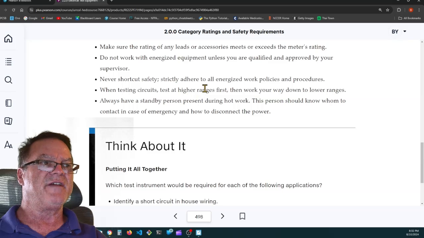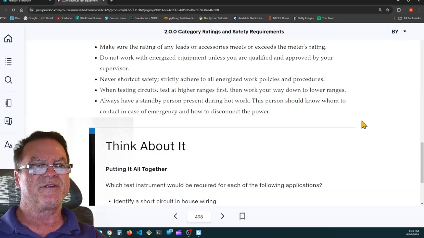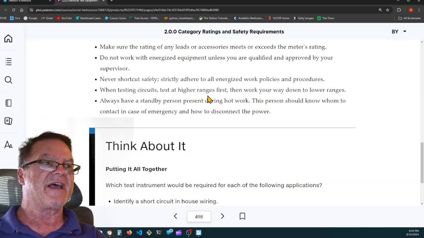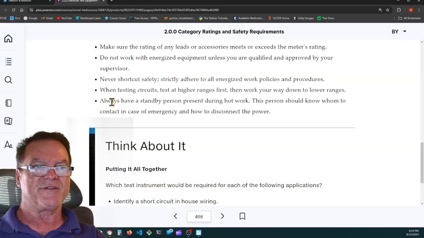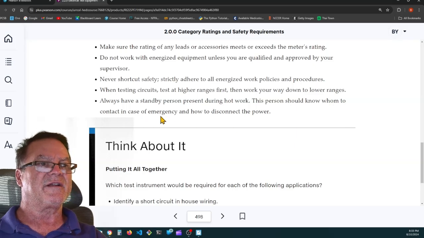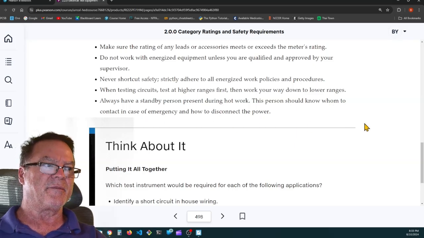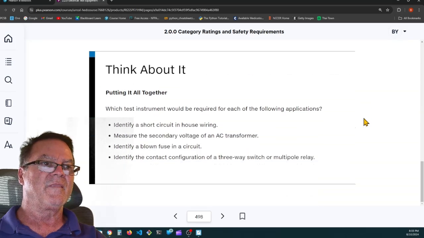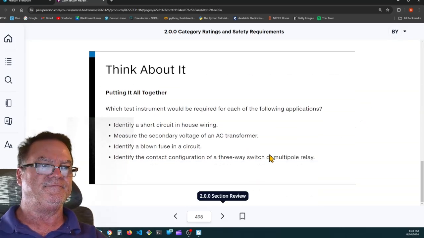Never shortcut safety. Strictly adhere to all energized work policies and procedures. When testing circuits, test at a higher range first, then work your way down to lower ranges. Always have a standby person present during hot work. This person should know whom to contact in case of emergency and how to disconnect the power.